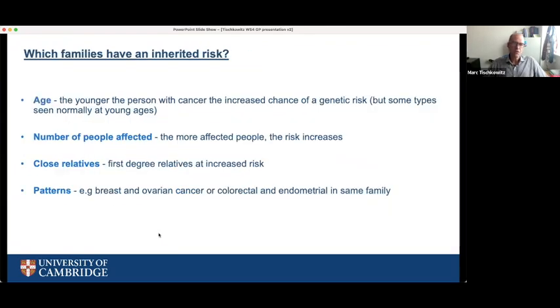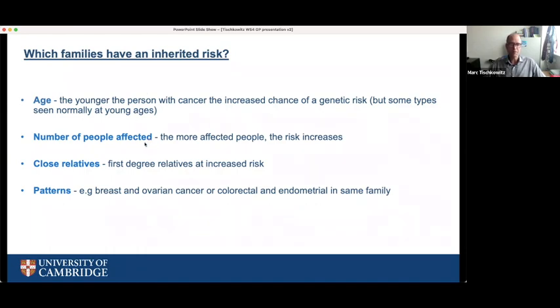So as a rule of thumb, which families have an inherited risk? Well, age is an important factor. So typically, the younger a person with cancer, the higher the chance that there might be a genetic risk. Of course, some cancers are seen in certain age ranges, so this doesn't apply. But certainly for breast cancer, the younger a woman is when diagnosed with breast cancer, the more likely it is that you're going to find a gene alteration, you're going to find a hereditary cause.